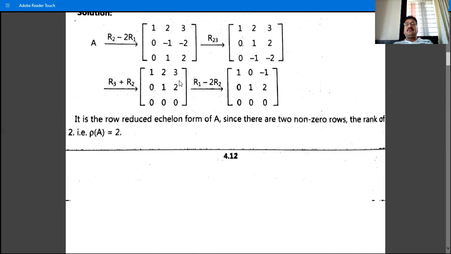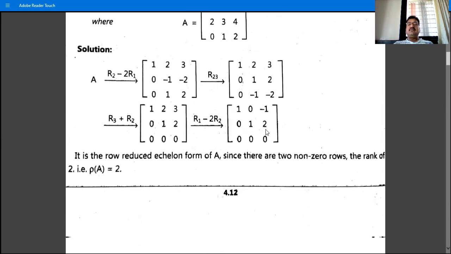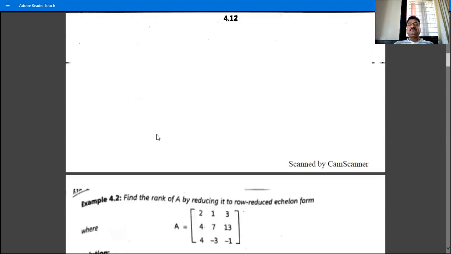Okay. So 2 and minus 2 are 0. And then minus 4 plus 3 is minus 1. So this is the reduced row echelon form of the matrix A. And how many non-zero rows are in this matrix? There are 2 non-zero rows, and therefore rank of A is 2.